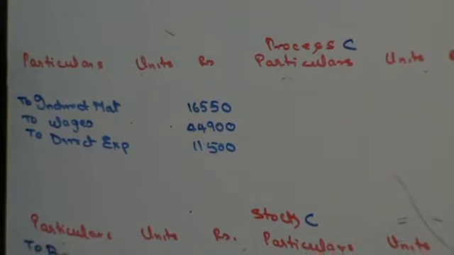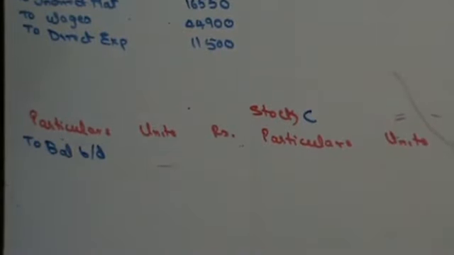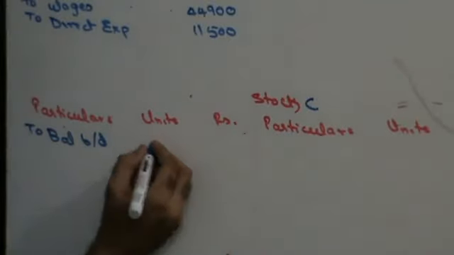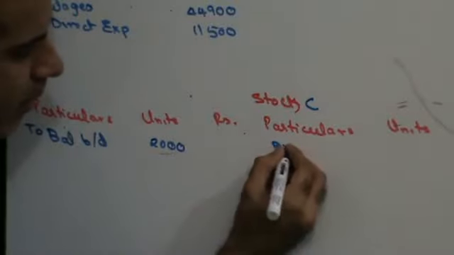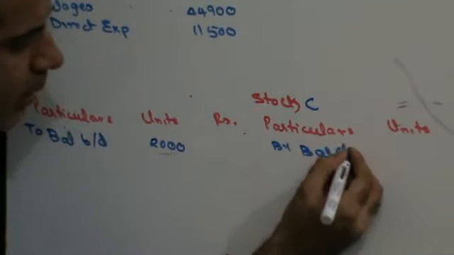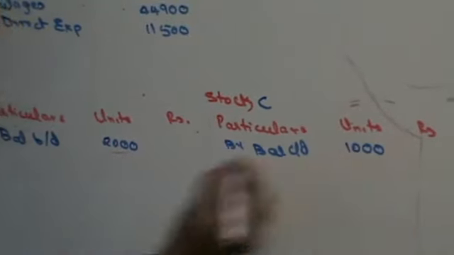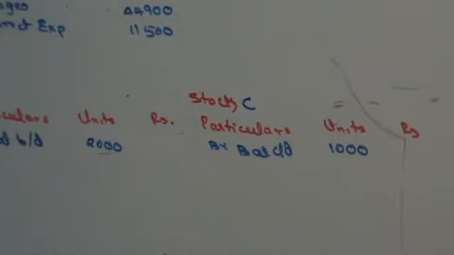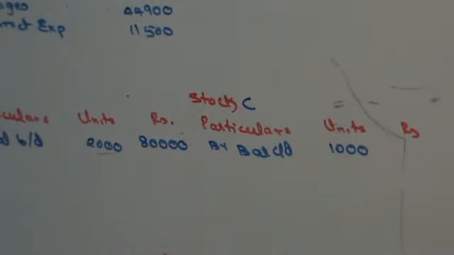To balance brought down. If you see slightly below, they give you balance brought down, stock process output, opening stock is 2000 units and closing stock by balance carried down. Closing stock is given to you as 1000 units, right? The value of opening stock is given to you as 40. 40 into 2000 is 80,000 rupees.